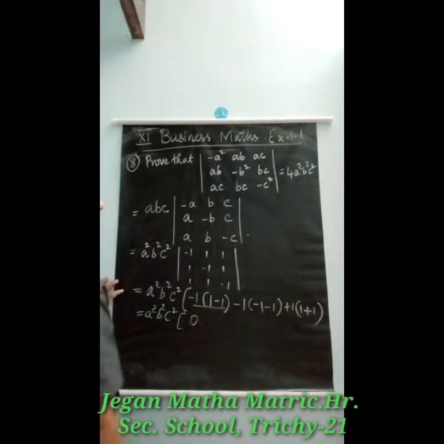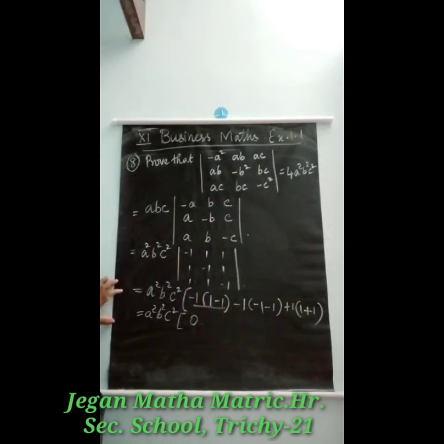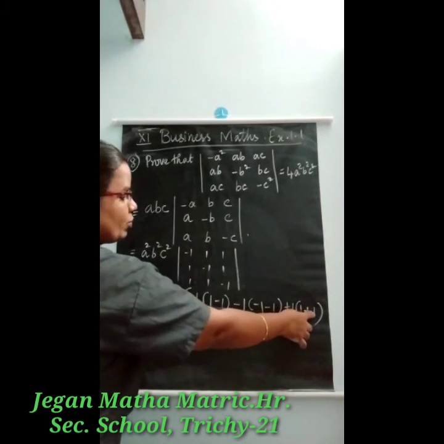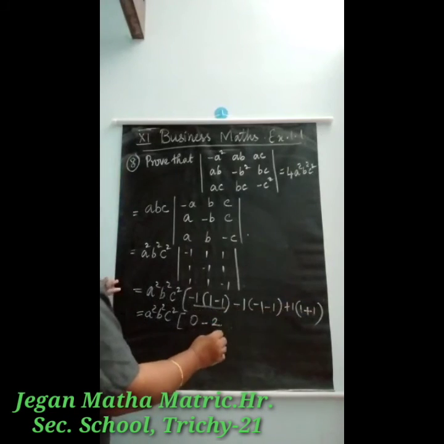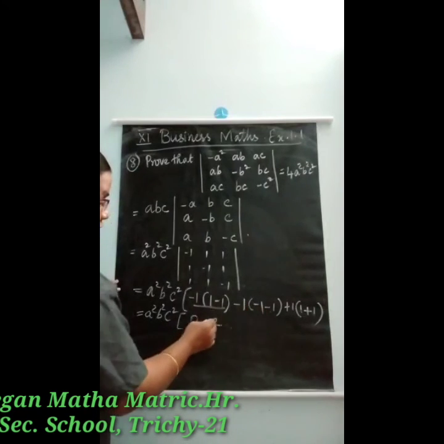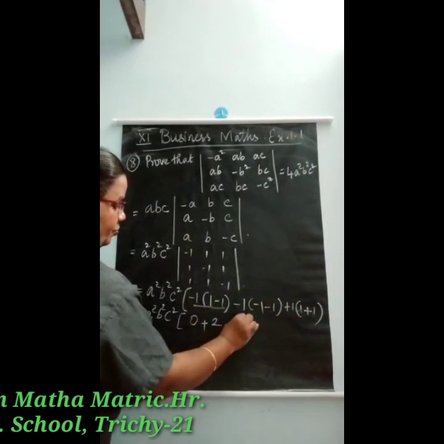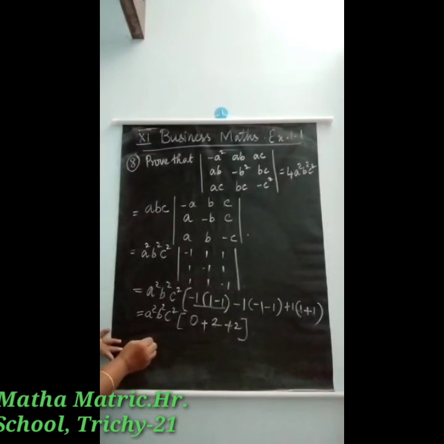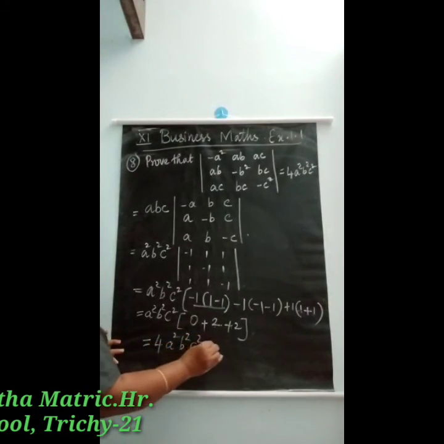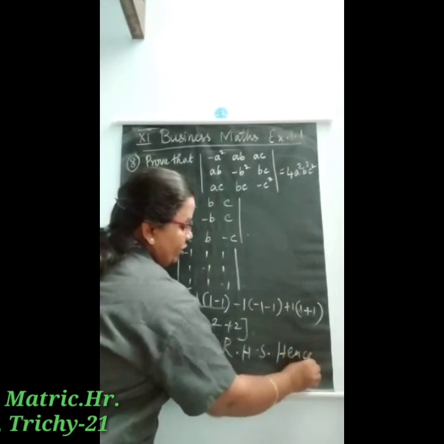Here minus 1, minus 2. So minus 2 into 1, minus 2. So that is equal to minus 2. And here 1 plus 1, 2, 2 into 1. Here minus 2 into minus 2, minus 2 into minus 1 plus 2. Here 1 plus 1, 2, 2 into 1 plus 2. So 2 plus 2, 4. So that is equal to 4a²b²c², which is equal to the RHS. Hence proved. Can you understand, students?